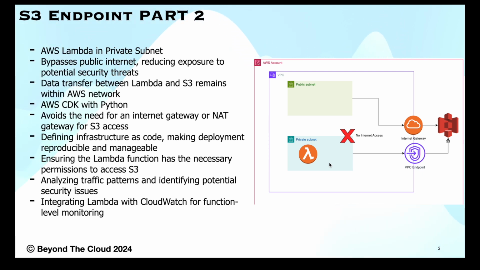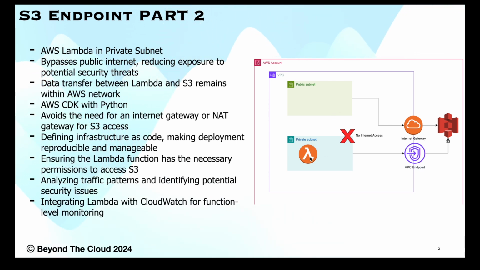In this infrastructure, we avoid the need for an internet gateway or NAT gateway for S3 access, because public access will not be required, and we will not access S3 over the public internet. If we define our infrastructure as code, it makes the deployment reproducible and manageable. Whenever you need any new deployment, you can do it without any problem. And as everything is in your code, you can manage it yourself. You don't have to worry about stack drift or code drift happening in your account.